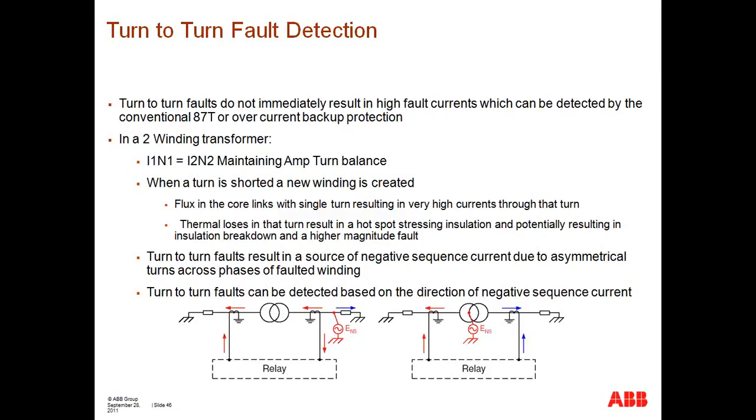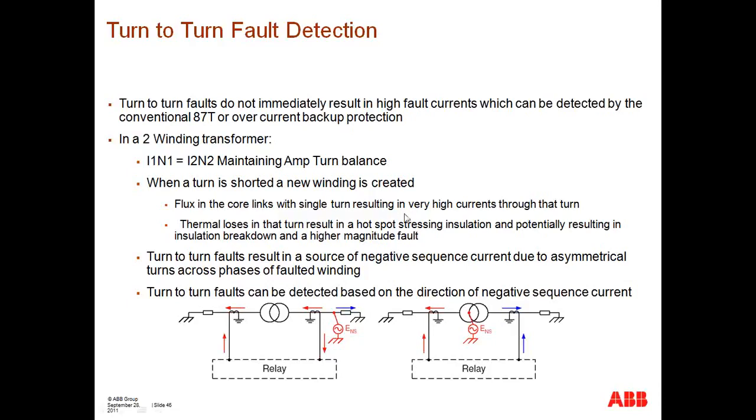The problem with turn-to-turn faults is that they're really hard to detect. But now let's take a look at how we can detect these faults using a negative sequence element. One of the assumptions of symmetrical components is that your phase A, phase B, and phase C impedances are equal. From a transformer perspective, that means your turns ratio from winding 1 to winding 2 on phases A, B, and C is equal. If you have a turn-to-turn fault, the turns ratio relationship from winding 1 to winding 2 on A, B, and C is not the same anymore.